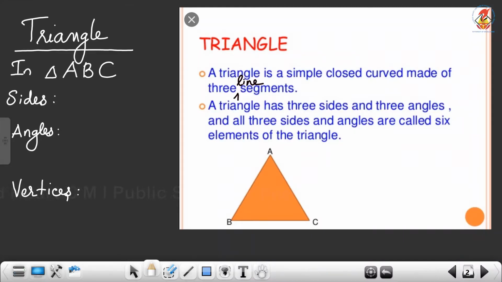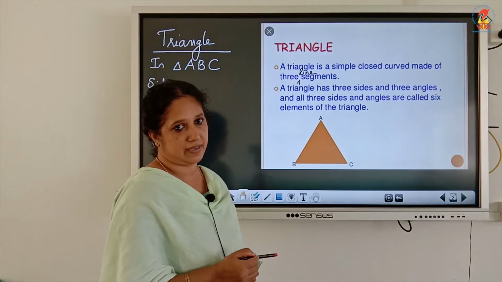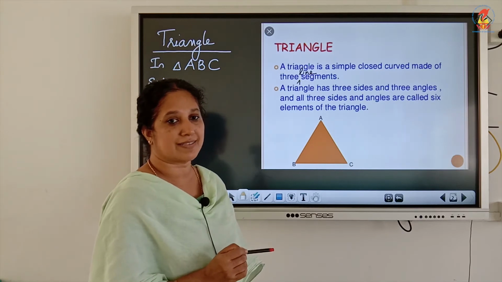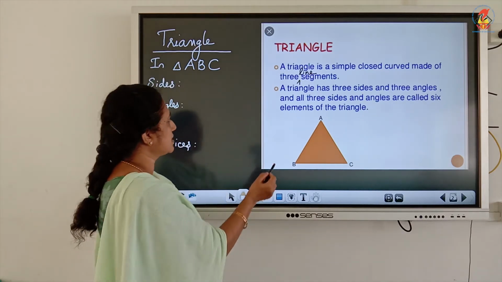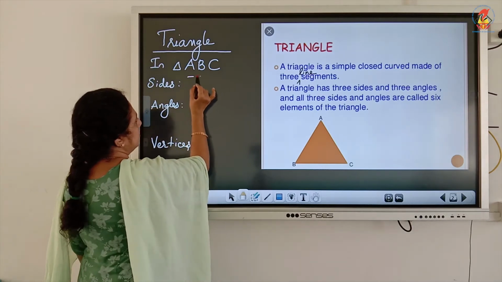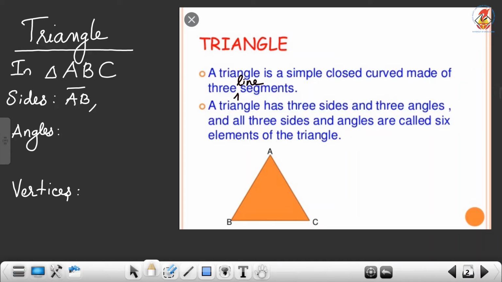Which are the line segments? Line segment AB, line segment BC and line segment CA. And these 3 line segments are known as the sides of the given triangle. So, a triangle has 3 sides and the sides are line segment AB, line segment BC and line segment CA. We have to take it in order.